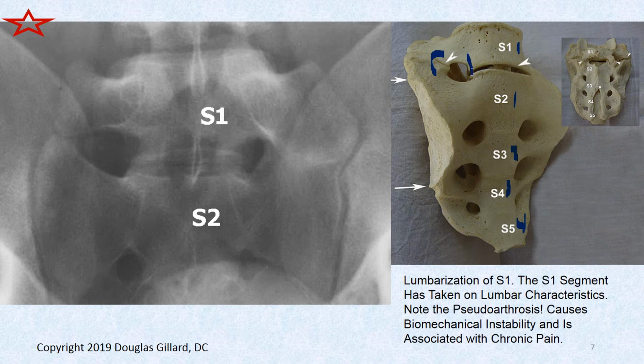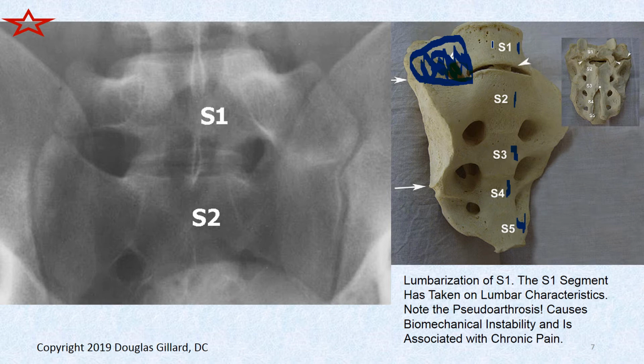This is supposed to be fused into one big block, right? You're not supposed to see anything, everything should be one block, but it's not. So this one's taken on, this S1 segment has taken on characteristics of the lumbar spine. So you can have a transitional segment either way, sacralization or lumbarization.